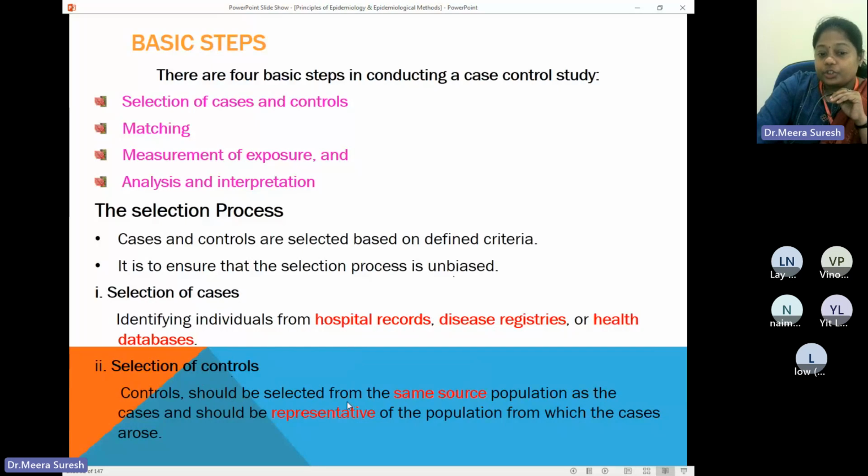Then controls. Control should be selected from the same source population as the cases and should be representative. So when we take controls, they should be those people who don't have the disease which we are studying. And how are we going to select the people? This is not an easy task, because when we do a study, we have two aims actually. One, it should be valid, and that validity should have internal validity and external validity. Internal validity means whatever you did, that study, it should be true. It shouldn't be manipulated. And that is internal validity.